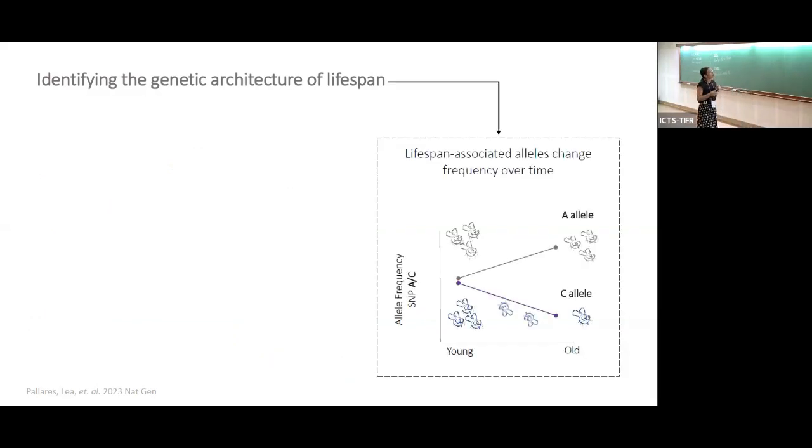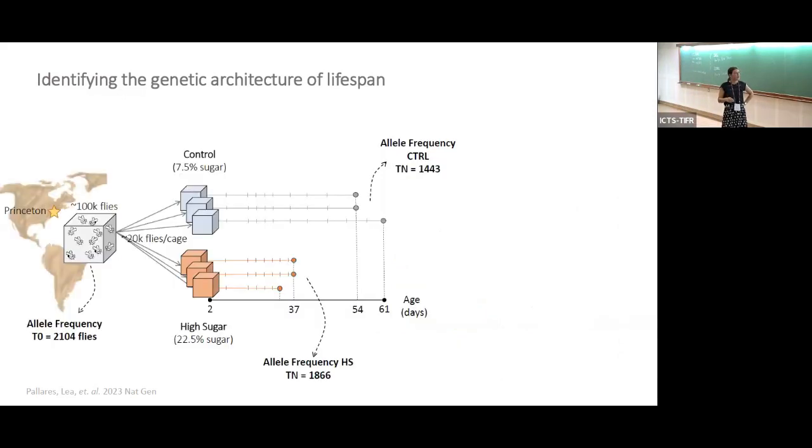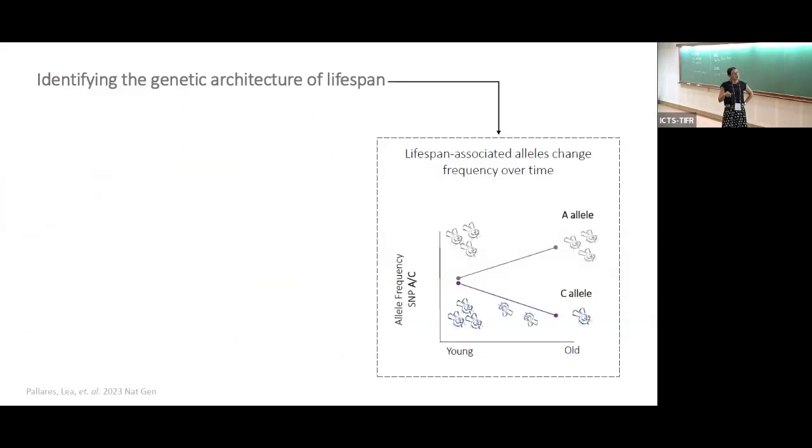Okay, so what is the idea behind this experimental design, right? The assumption is that lifespan alleles will change frequency over time, right? And this is just a toy example. Imagine that you measure the allele frequencies at this particular SNP when the population is young, and young means 2 days old. The frequency of this allele is 50-50. You have 3 and 3 flies from this particular allele, for example.